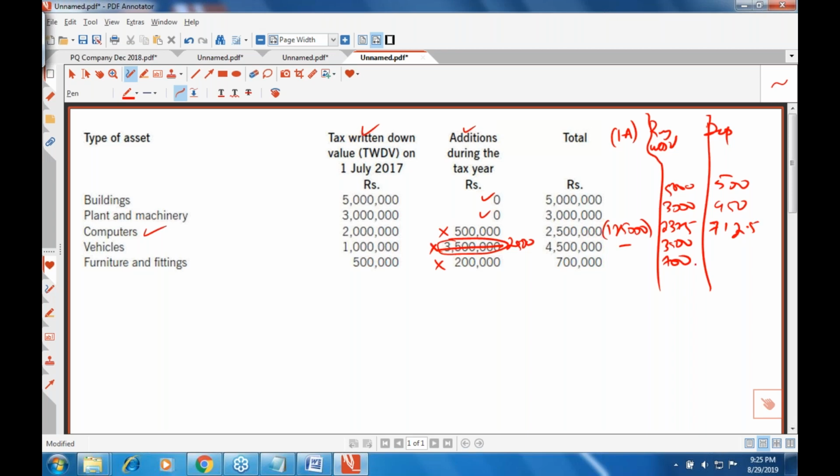Then you have got 3,500. The vehicles are also subject to 15%. The furniture and fittings are also subject to 15%. So it's going to be 105.